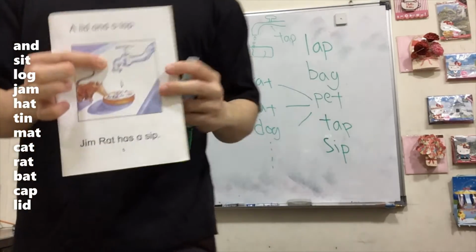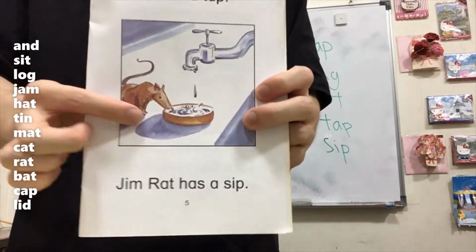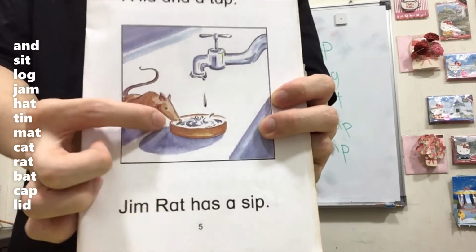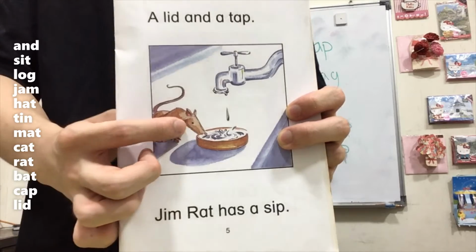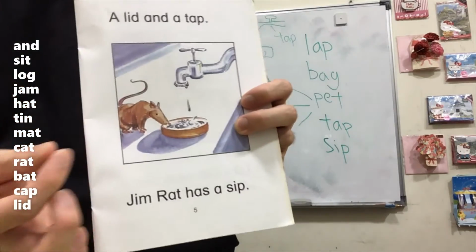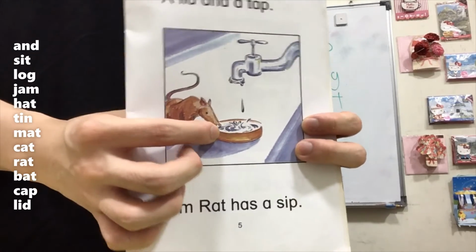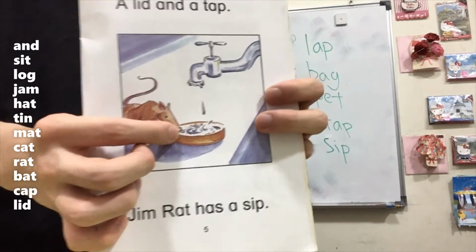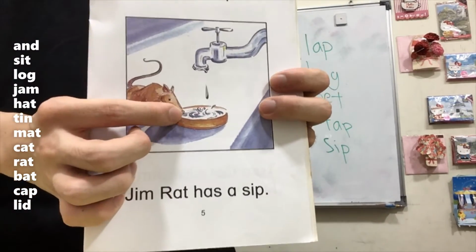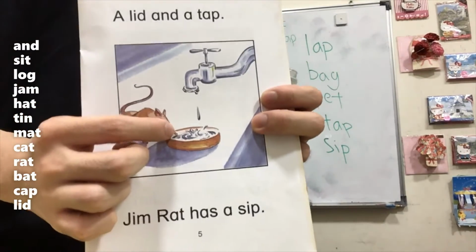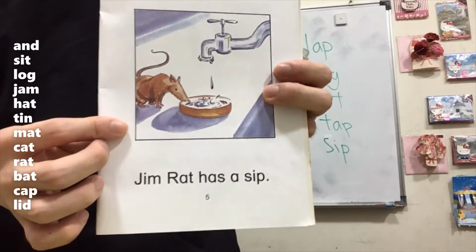Okay, so the word sip simply means to drink a little bit of water from the lid, right? You can see the rat is very small in size, so he is not able to drink the whole thing. So he takes a little sip, a little bit of water from here. This is called a sip.